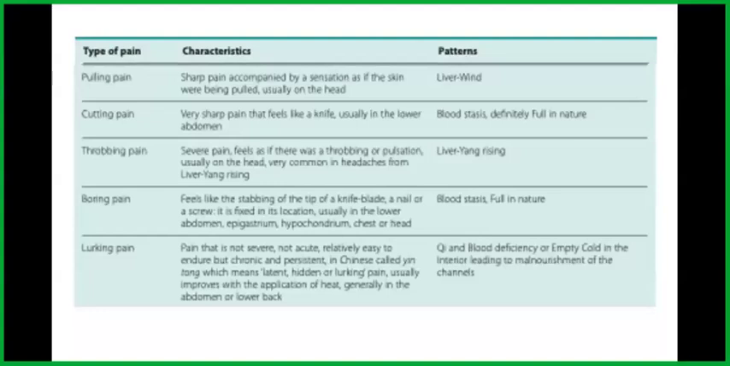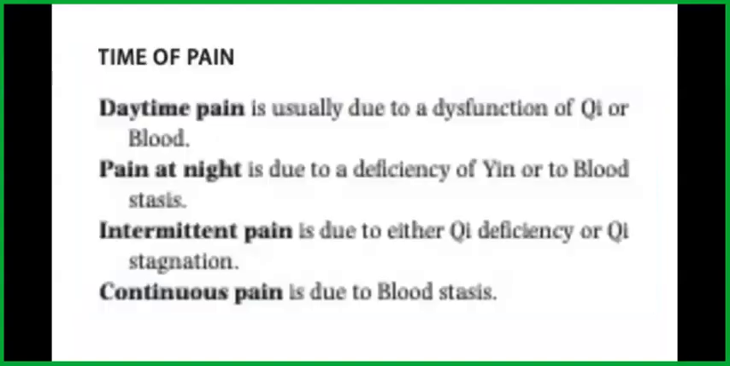Next is lurking pain. That is pain that is not severe, not acute, relatively easy to endure, but chronic and persistent. In Chinese it is called yin tang, which means latent, hidden, or lurking pain, usually improves with the application of heat, generally in the abdomen or lower back. That's a pattern of Qi and blood deficiency or empty cold in the interior, leading to malnourishment of the channels. Now let's look at the time of pain.